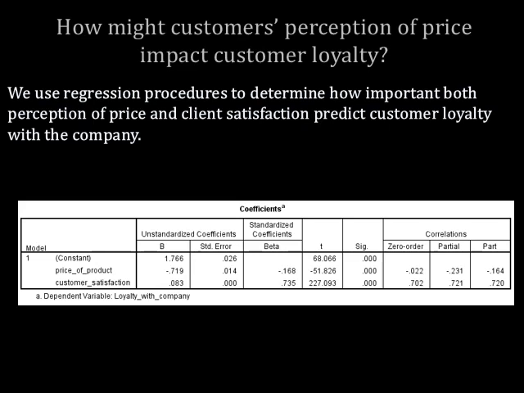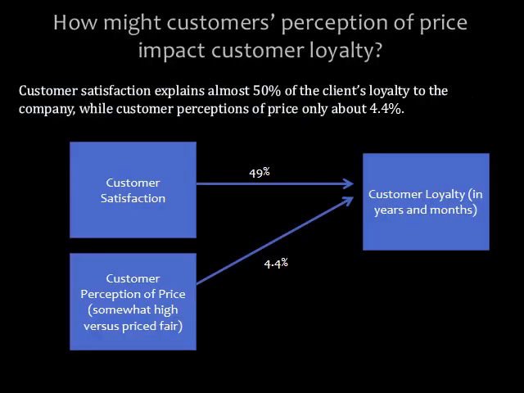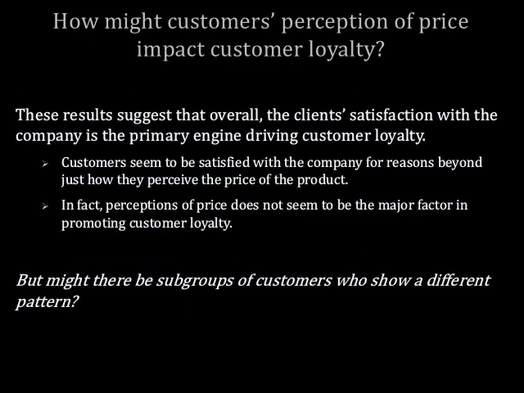All right, great. But we need to understand which of these predictors account for what portion of the variance. A model summary table was produced, not shown here in order to save time, but it reveals that customer satisfaction explains almost half of the client loyalty, while customer perception of price only about 4% of the variance. The analysis concludes that the primary driver of customer loyalty is customer satisfaction.